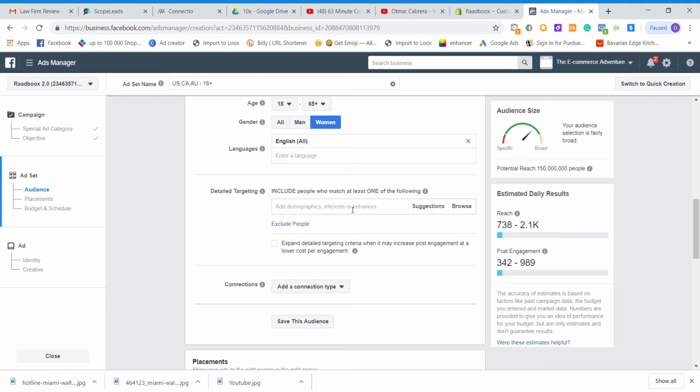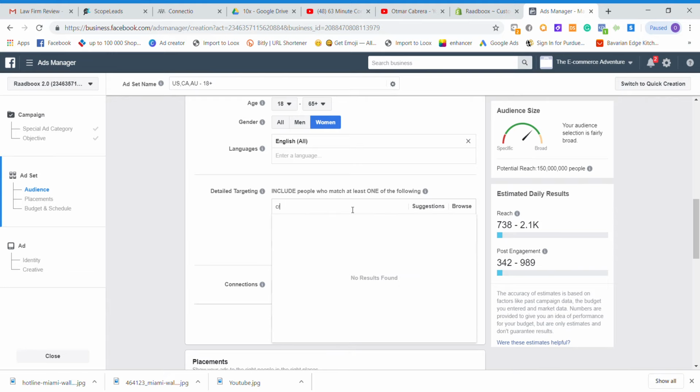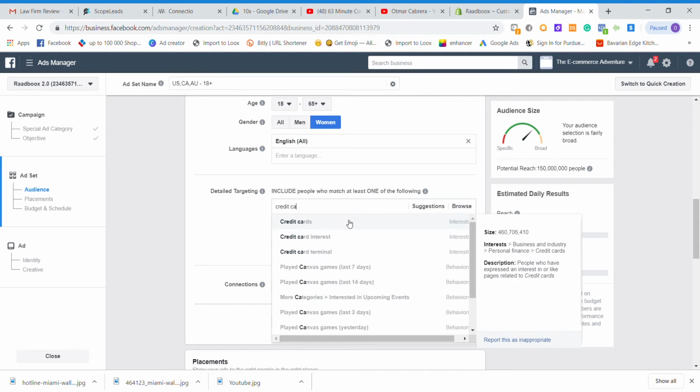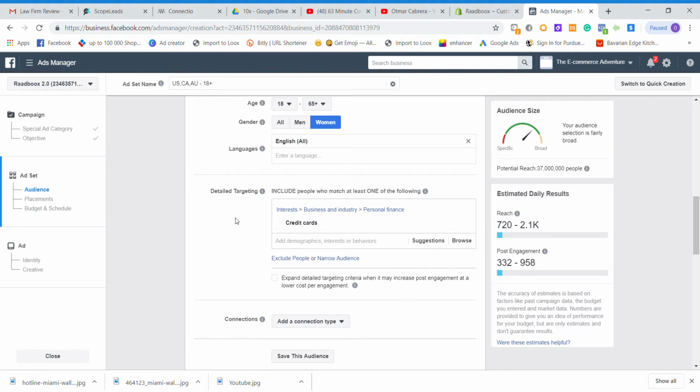One thing for detailed targeting I like to do is target people with credit cards. The reason why I like to target people with credit cards is because people with credit cards are most likely to purchase. That's the reason why we're in so much debt in America, because people are more likely to purchase with a credit card. Now, I do recommend people do this. I do this, and it works.